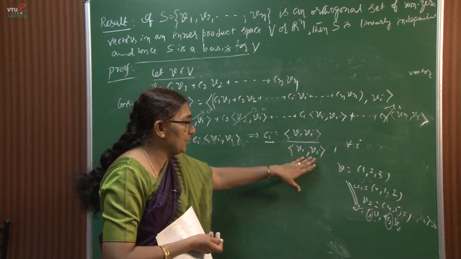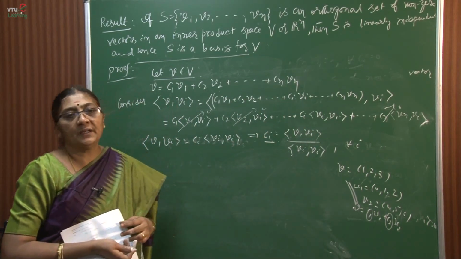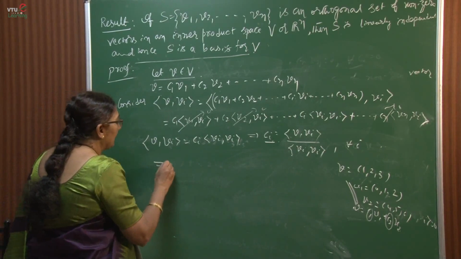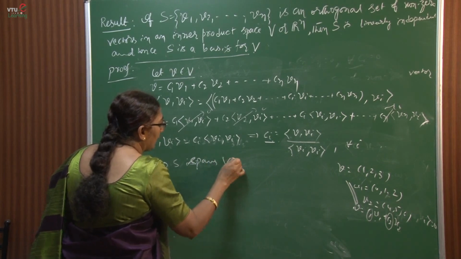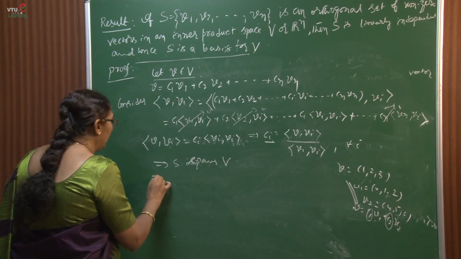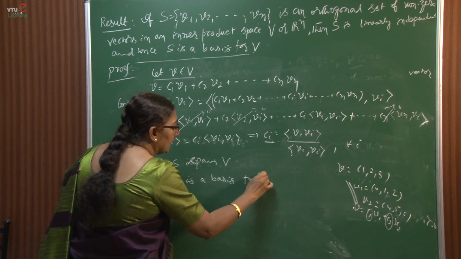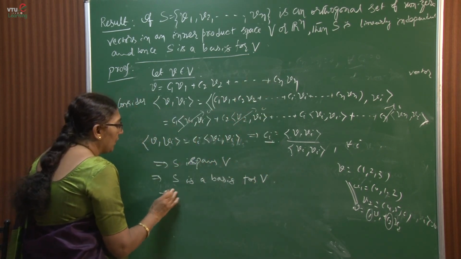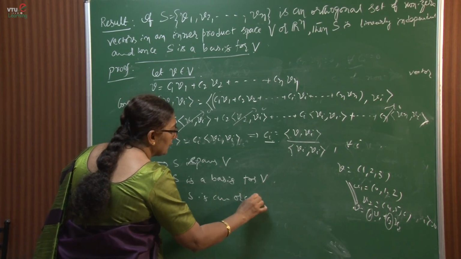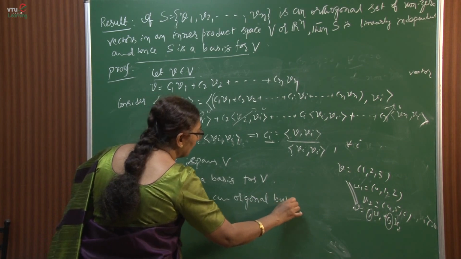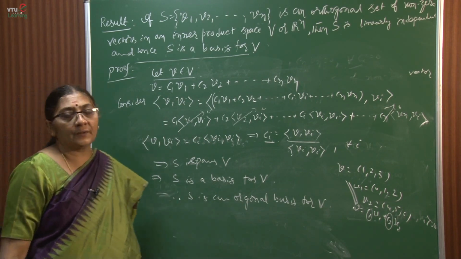For these values of C1, C2, C3, etc., Cn, V can be written as a linear combination of vectors V1, V2, V3, etc., Vn. Therefore, what actually is S? S spans V. S is linearly independent, that implies S is a basis for V. But S having an orthogonal set of vectors, therefore S is an orthogonal basis. This basis is called orthogonal basis because the corresponding vectors in S form an orthogonal set of vectors.